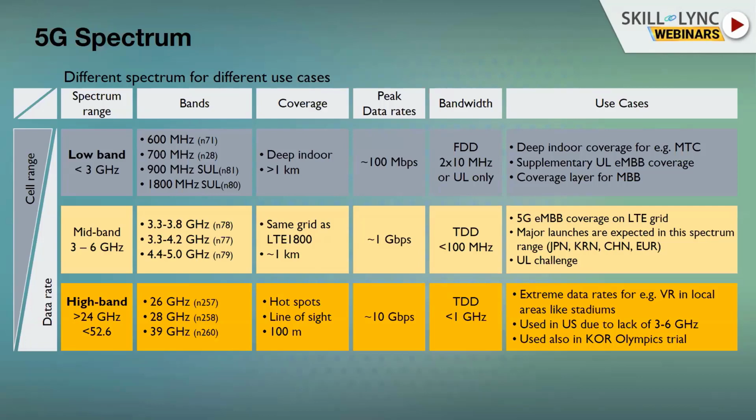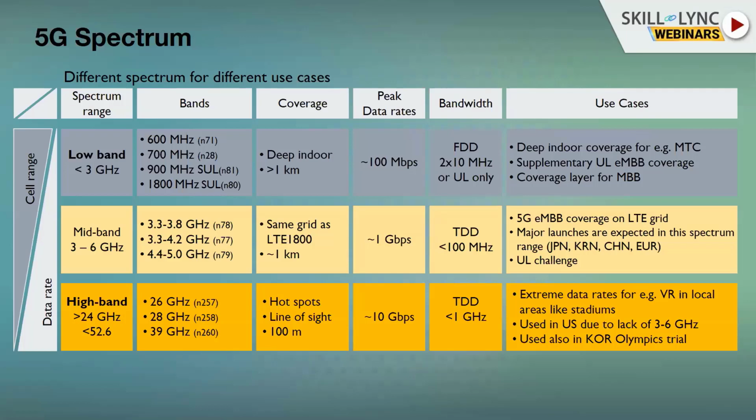So low bands below 6 gigahertz are useful for wide area coverage and data rates up to a few gigabits per second. Reliable coverage is an important factor in providing connectivity solutions for Internet of Things devices and for critical machine communication like remote control or automotive communication.